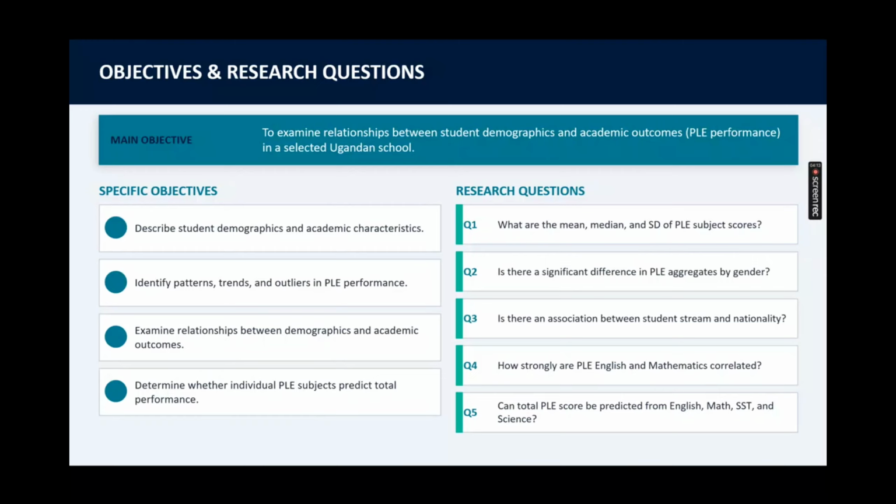Another objective was to examine the relationship between demographics and academic outcomes, then determine whether individual PLE subjects predict the total performance. So we came up with our research questions. What is the mean, median and standard deviation of the PLE subject scores? Is there a significant difference in the PLE aggregates by gender? Is there an association between student stream and nationality? How strongly do PLE English and mathematics correlate? Can the total PLE score be predicted from English, math, SST and science?